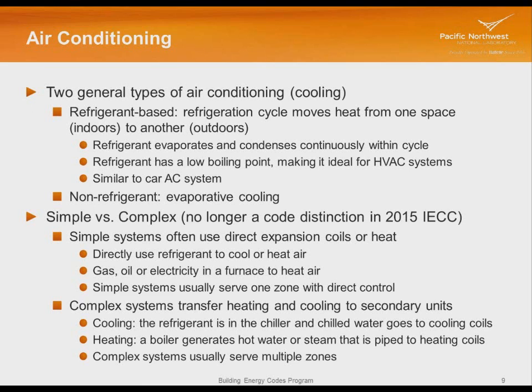Also, our systems can be simple versus complex. Now, that is no longer a code distinction in the 2015 IECC. In 2012 and before, simple systems versus complex were a distinction, and in 90.1, there's still a simple system section for single zone units that refers to different sections in the rest of the code so that you don't have to follow through all the complex things when you've got a simple system.